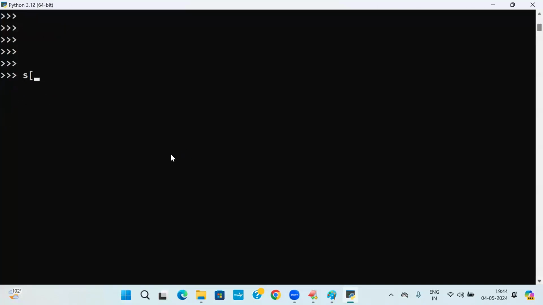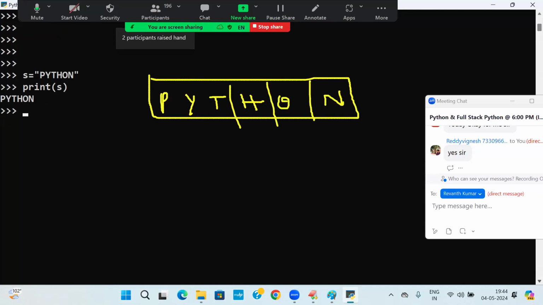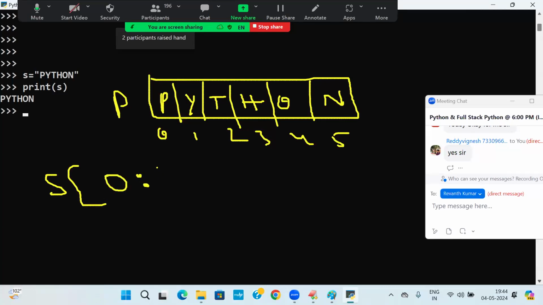Most powerful point. S is equal to Python. But the time is already 7:44. No problem. Students, careful. This is my diagram. Very nice point. Python. Now I'm saying that here P 0, 1, 2, 3, 4, 5. I'm saying S of 0 colon 125. Generally, students will give you an index error. Index error comes, right or not?